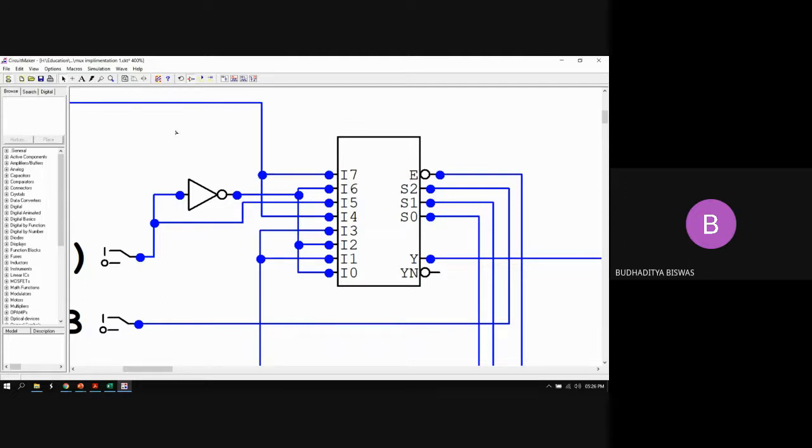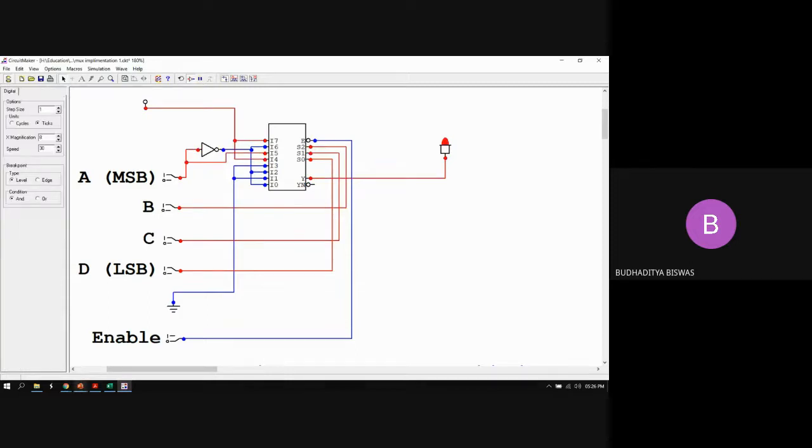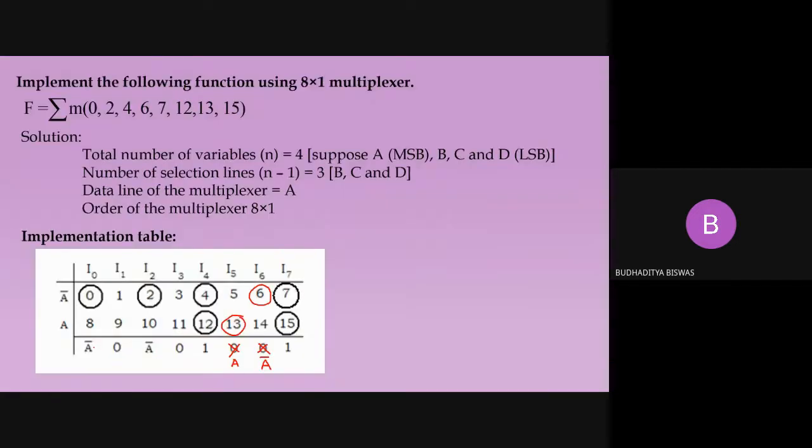So now that one is complete. The enables are there. You see B is connected to S2, C is connected to S1, and D is connected to S0, and this is the enable. Here we need to give an active low enable input, so enable should be 0. Now somebody please write the function, or memorize the function: 0, 2, 4, 6, 7, 12, 13, 15.